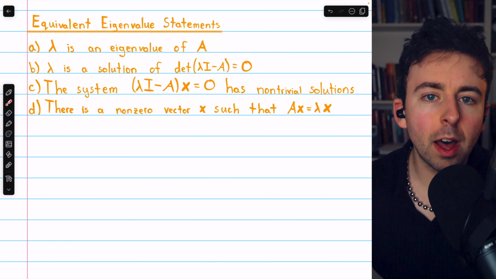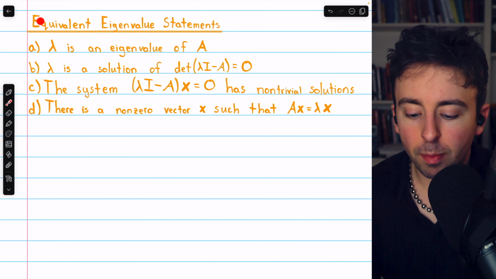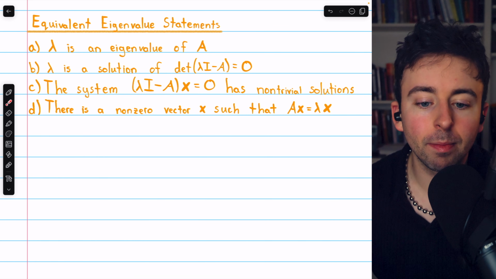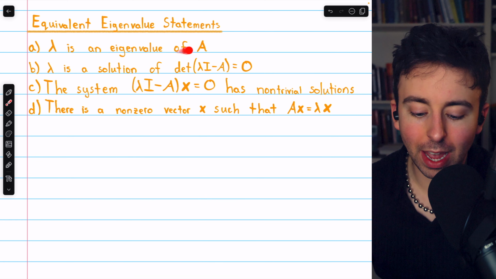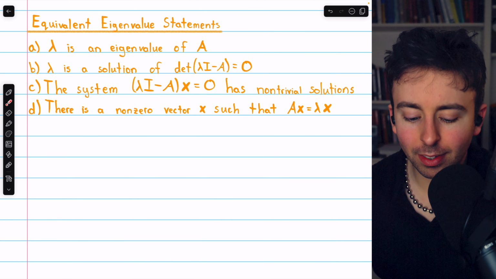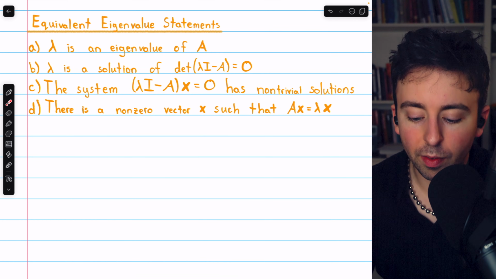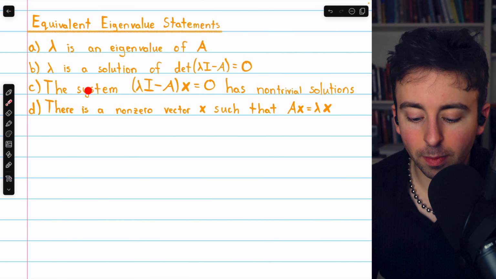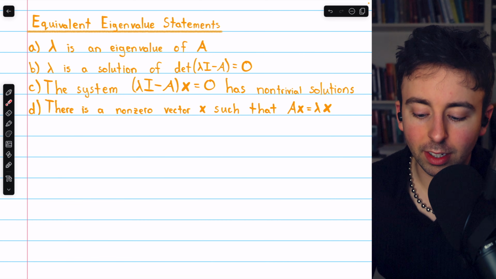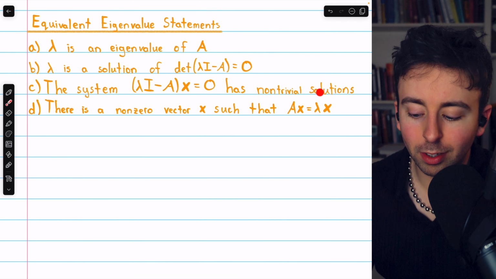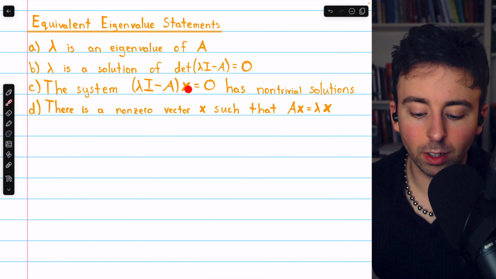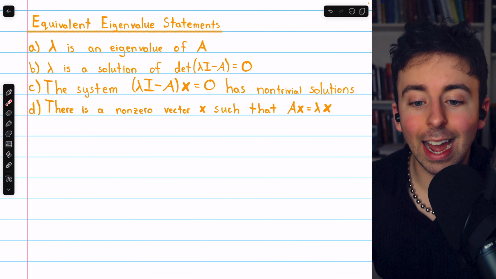Just to wrap some of this stuff up before our final example, these are some equivalent statements you could make to say that lambda is an eigenvalue of A. By definition, that's the same as saying lambda is a solution of the characteristic equation. That's also equivalent to saying that the system lambda I minus A times x equals 0 has non-trivial solutions. If there's a non-trivial solution to this equation, then there's some eigenvector x satisfying it, and so whatever lambda is would have to be an eigenvalue.